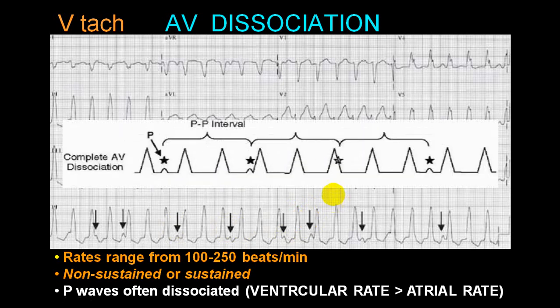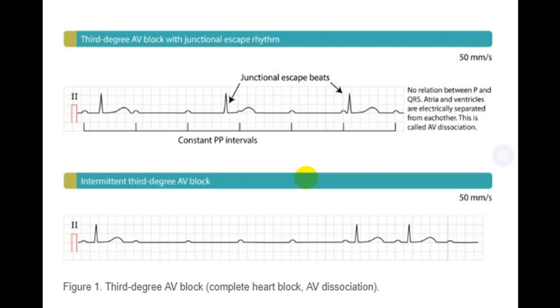Here it is in a diagrammatic pattern, how it is being shown. The star shows you the presence of P waves. These are P wave presences. Some P waves you can identify because they have come between the QRS complexes, but some are merged inside the QRS complex, which you cannot identify. We will be able to identify them only by electrophysiological study. So that is an example of AV dissociation.